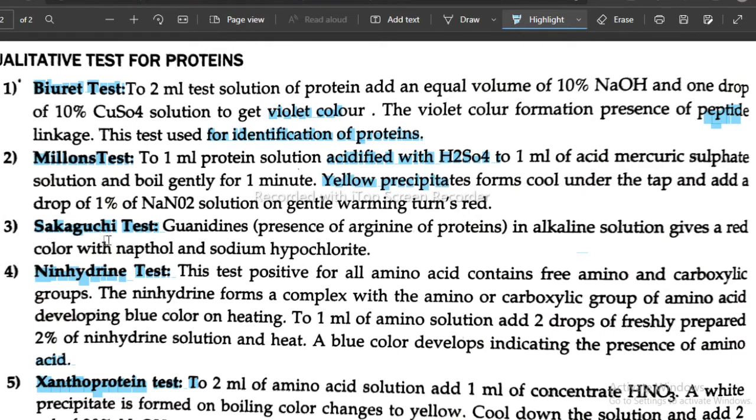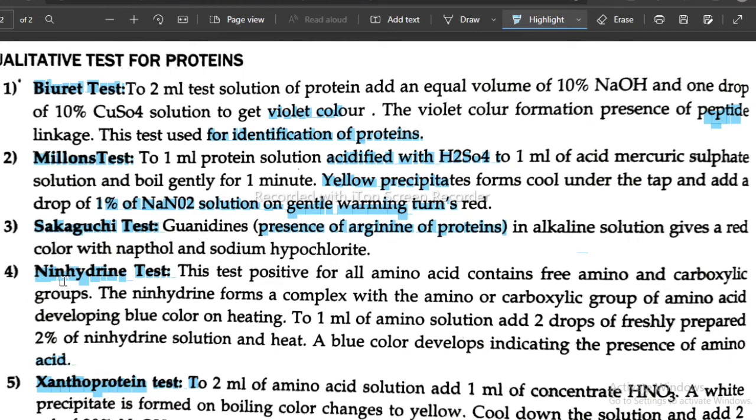उसको फिर आपको कूल करना है अंडर द टैप वाटर एंड ऐड 1 ड्रॉप ऑफ NaNO2 सोल्यूशन ऑन जेंटली वार्मिंग टर्न रेड. यहाँ पर जो है अगर मिलन टेस्ट में रेड कलर आ गया, दैट मीन्स प्रोटीन प्रेजेंट है इसमें. नेक्स्ट इज साकागुची टेस्ट. इसमें जो है प्रेजेंस ऑफ आर्जिनिन हम लोग चेक करेंगे. प्रेजेंस ऑफ आर्जिनिन ऑफ प्रोटीन, यहाँ पे अल्कलाइन सोल्यूशन है, इट विल गिव रेड कलर विथ नेप्थॉल एंड सोडियम हाइपोक्लोराइड.